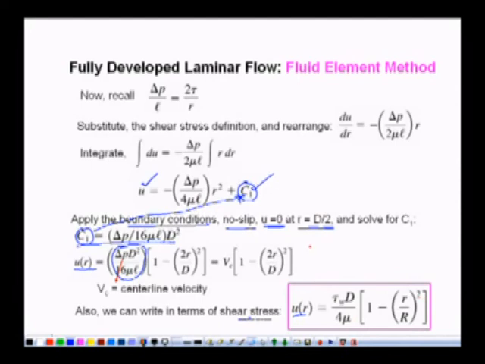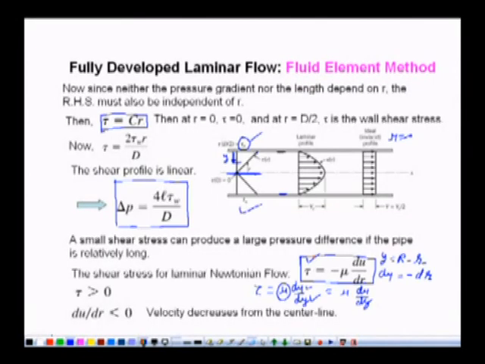Now, this equation gives us the velocity profile. So, with the help of this equation we can plot the velocity profile, and this will be parabolic in nature and it can vary only in this manner because du over dr is less than 0. So, it means that it will decrease from the center line. So, this is the laminar velocity profile at a given section, and Vc is known as the maximum velocity or center line velocity here.